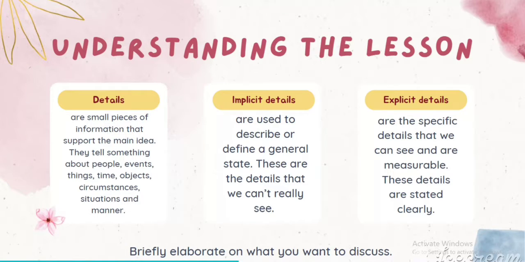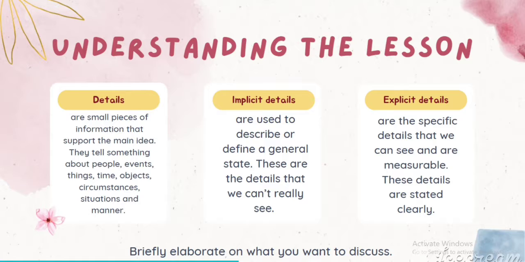And let's look for the implicit details. They are used to describe or define a general state. These are the details that we can see. So you can see it word per word in the sample or in a sentence inside a paragraph or the text that you're reading, but then it is an idea that you may think while you are reading the text.